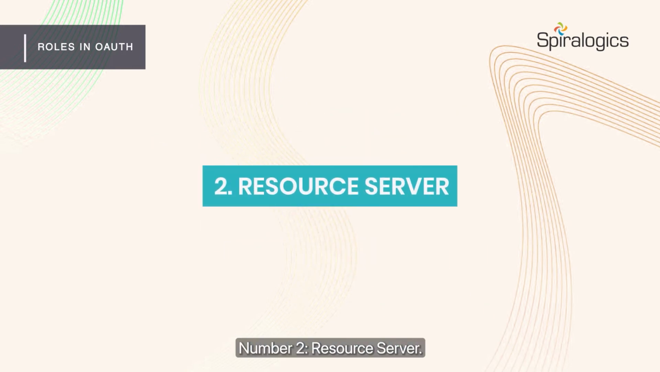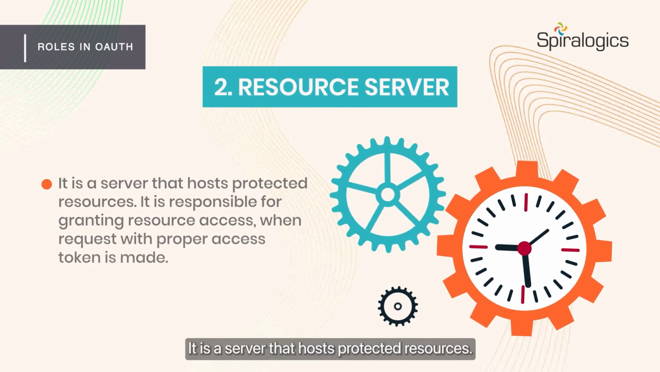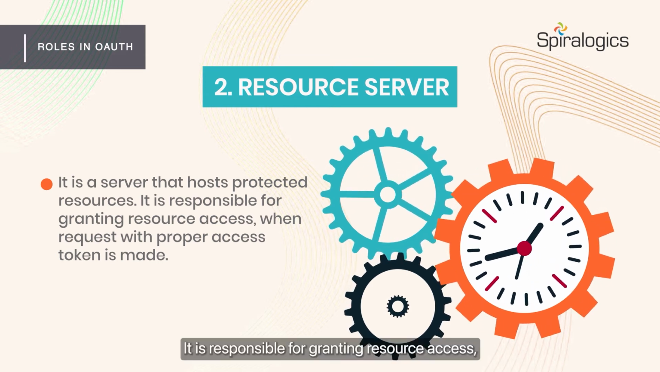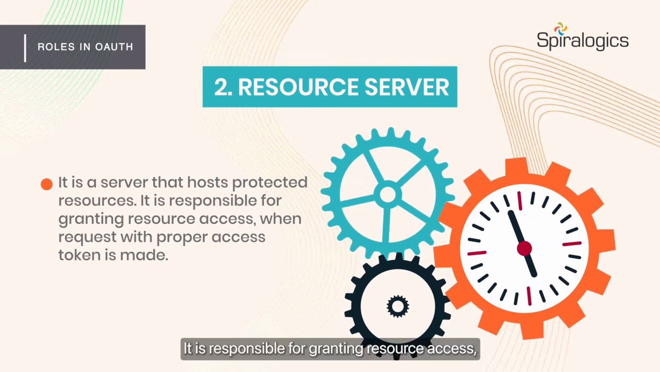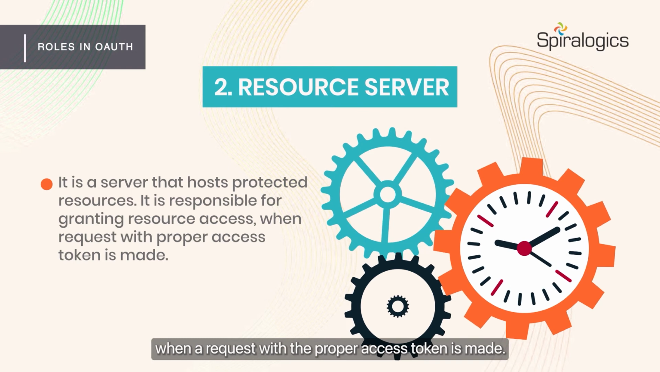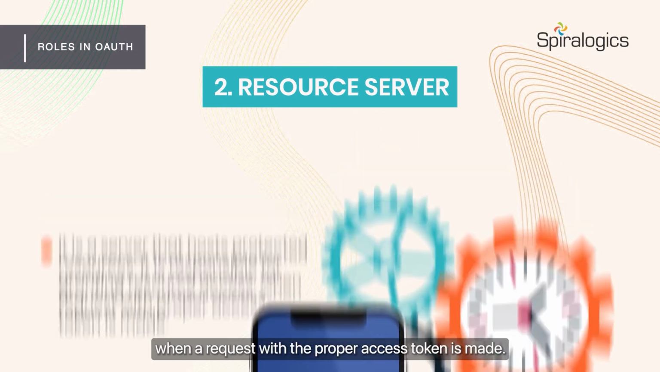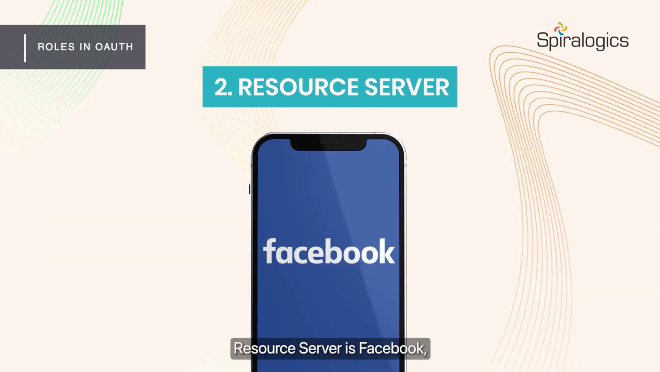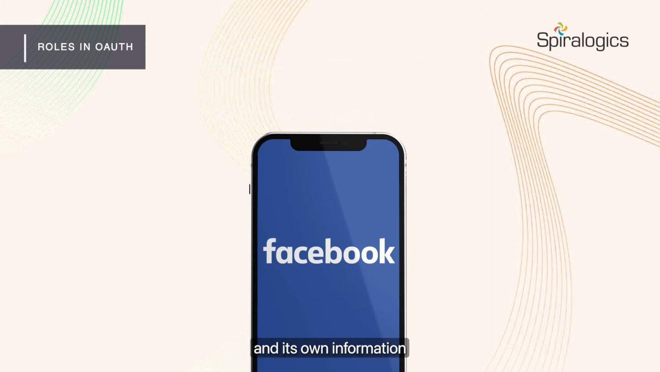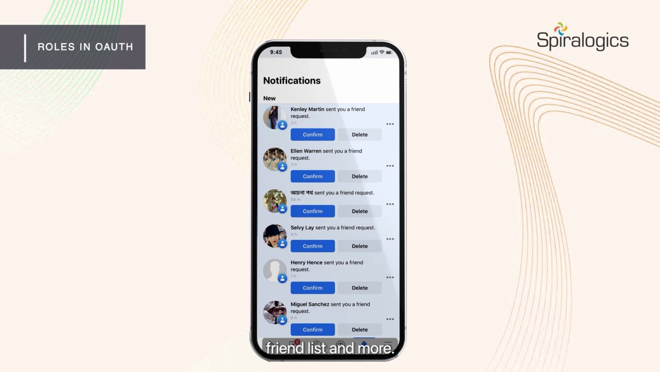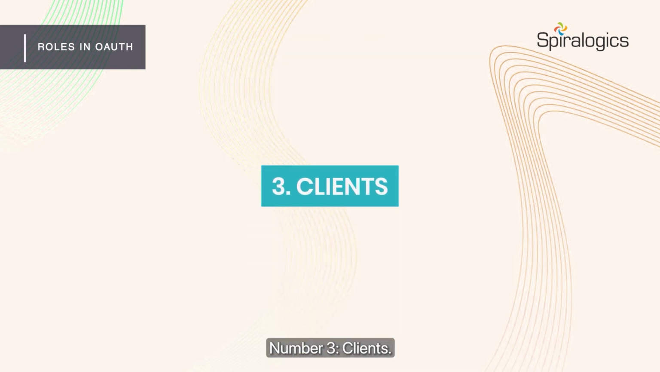Number 2, resource server. It is a server that hosts protected resources. It is responsible for granting resource access when a request with a proper access token is made. In our example, the resource server is Facebook and it serves information of the users like profile information, friend list, and many more.